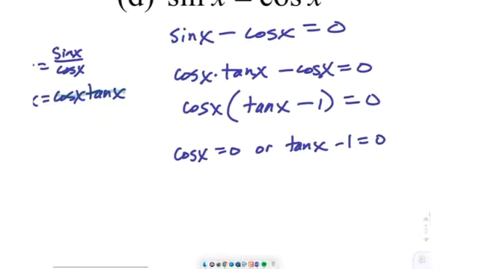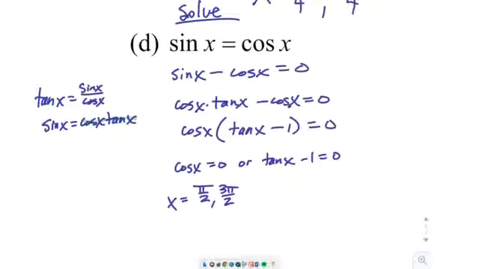All right, so now we're ready to solve this. Where does cosine equal 0? Pi halves and 3 pi halves. And tangent x minus 1, that's where tangent of x equals 1. Where does tangent equal 1? Well, that's at pi fourths and 5 pi fourths.